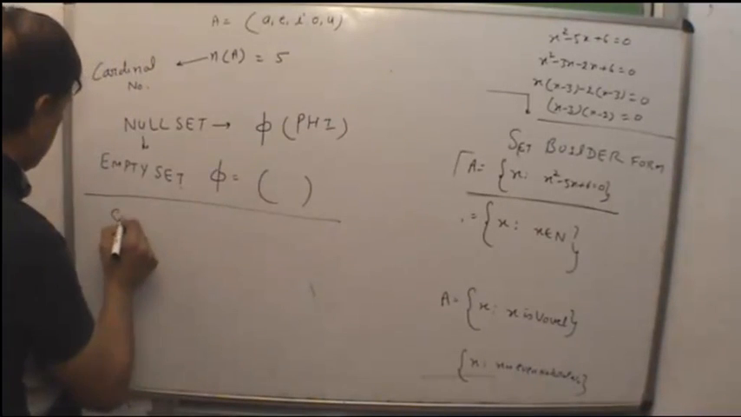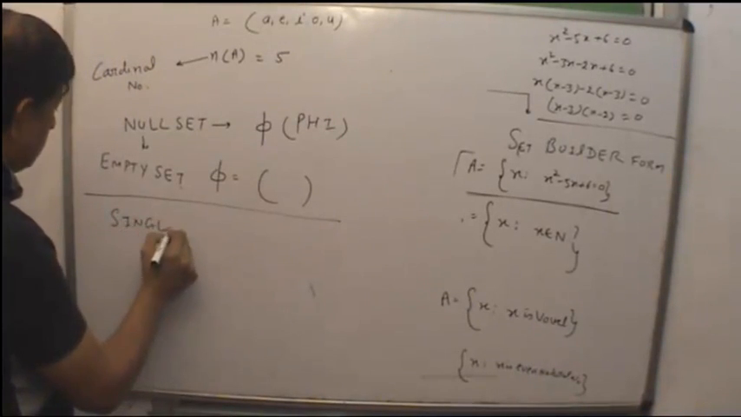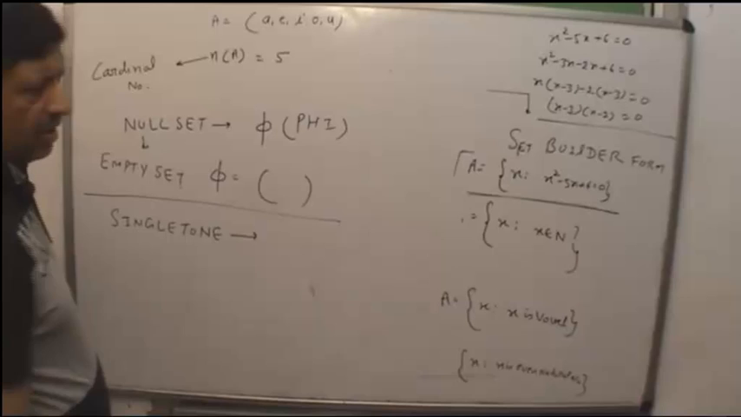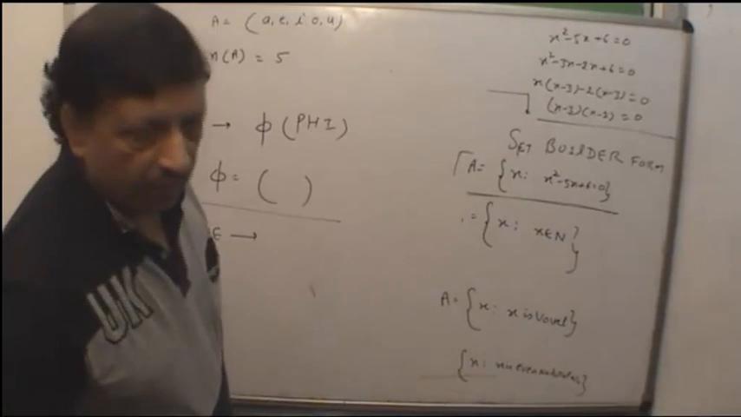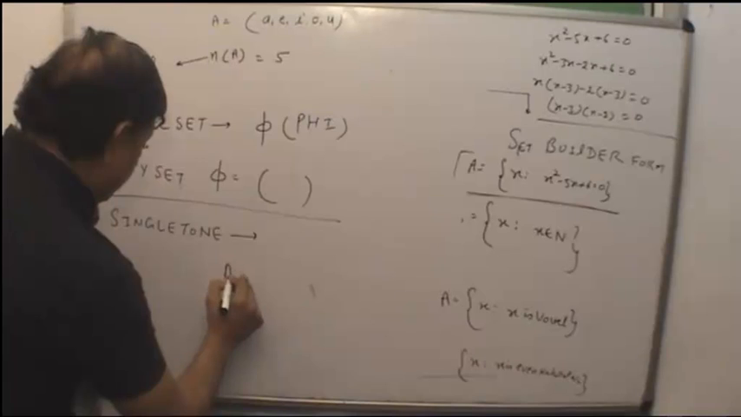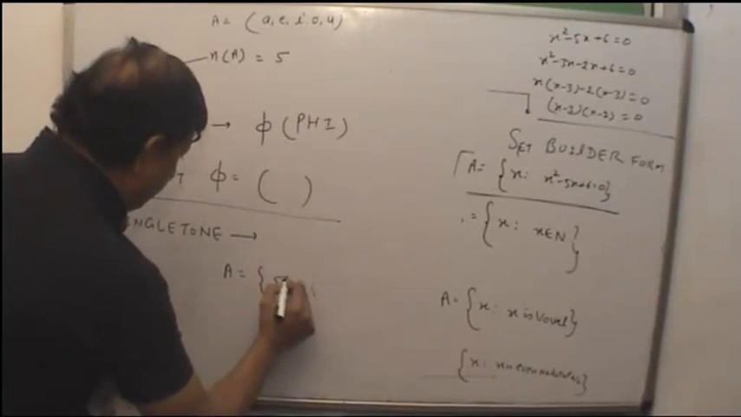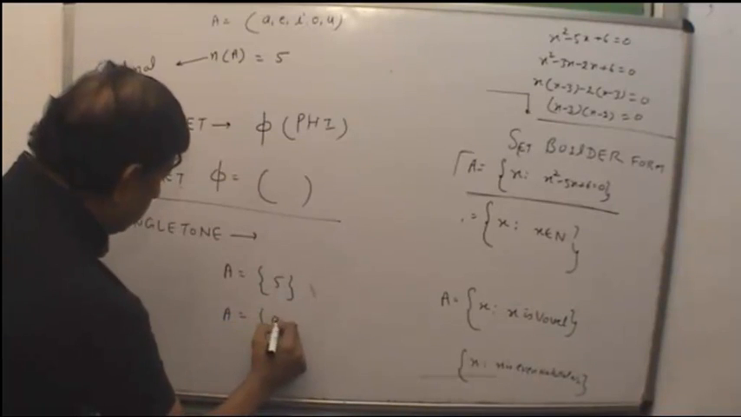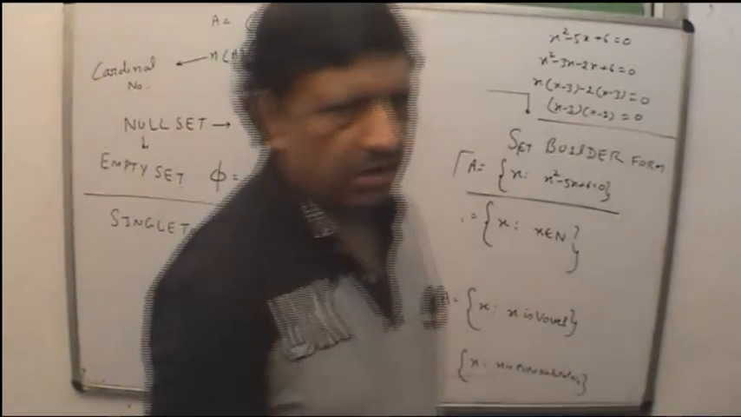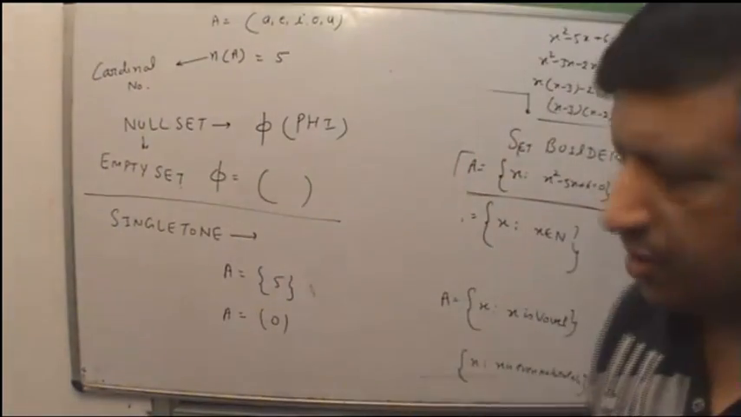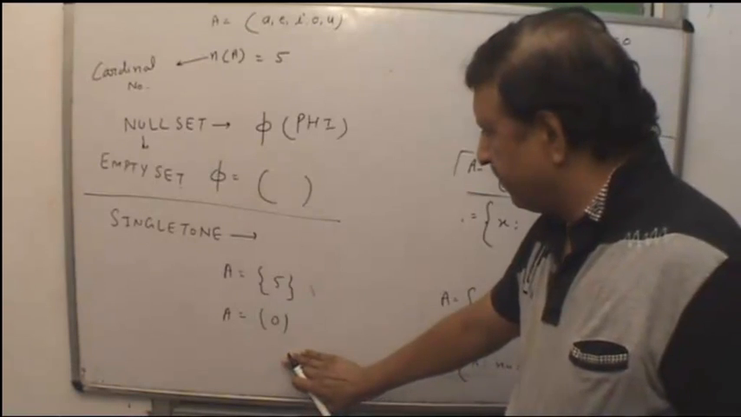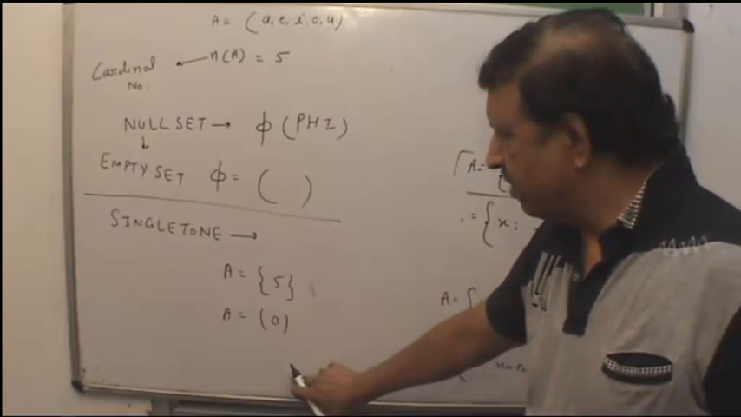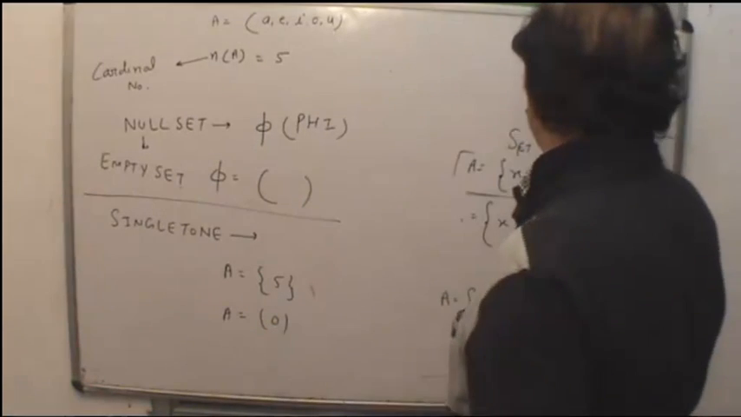Then what about the singleton set? A singleton set means a set which contains only one element. Let us say A equal to {5}. It is a singleton set. Now what about A equal to {0}? It is also a singleton set because 0 is also an element. Here the cardinal number of both the sets is 1. That is the singleton set.